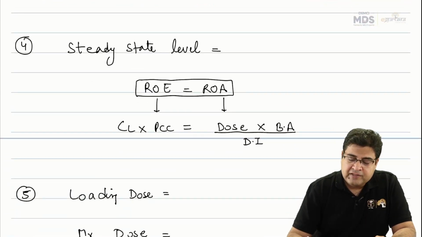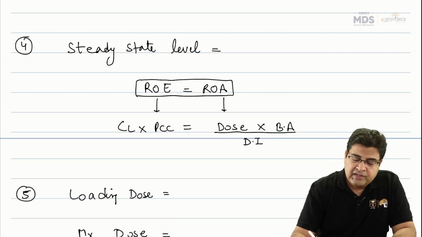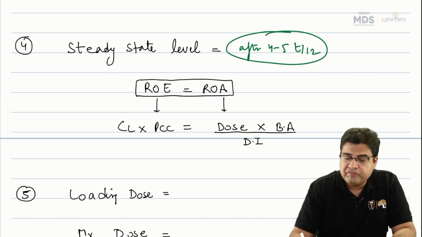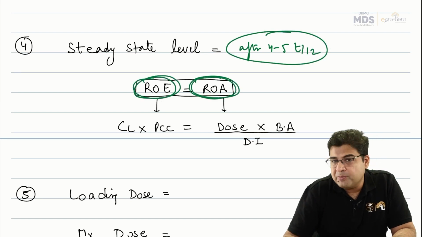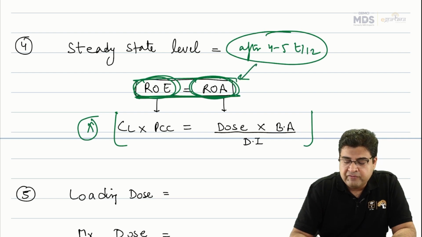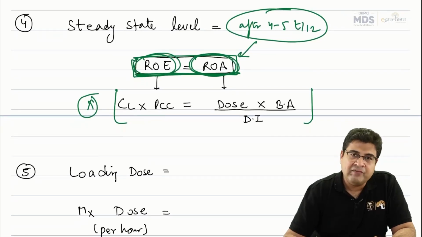And then we have the steady state level, guys. Please remember, the steady state level of a drug is achieved after 4 to 5 half-lives. After 4 to 5 half-lives, the medicine's rate of elimination becomes equal to the rate of absorption. This formula is not much important for you. Just remember, after 4 to 5 half-lives, rate of elimination becomes rate of absorption, and then we say that the medicine's steady state level is achieved.